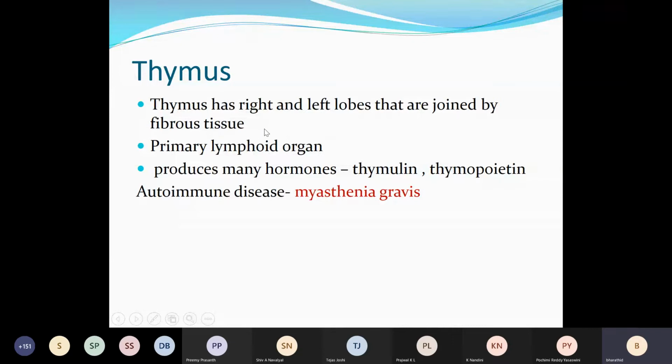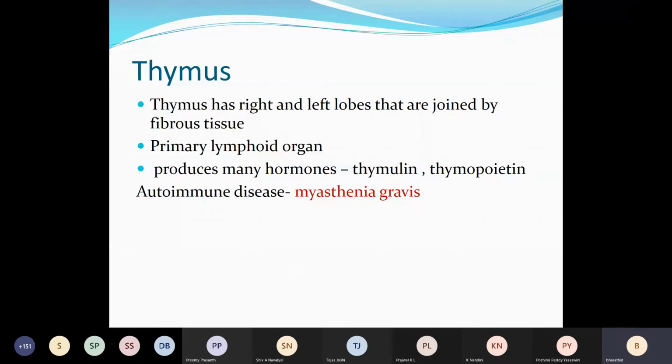So you can write this down. It has right and left lobes. It is a primary lymphoid organ. This point is very much important, so you must write this point in your exams as well. It is a primary lymphoid organ which is involved in terminal differentiation of T lymphocytes.